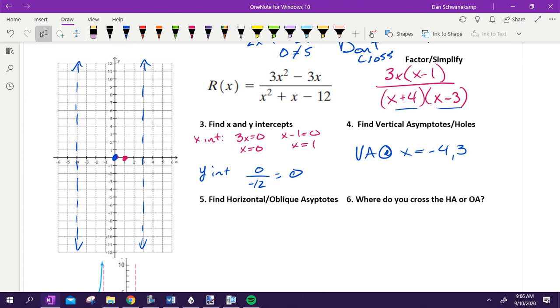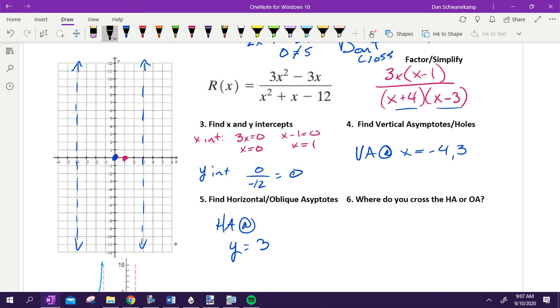Find horizontal or oblique asymptotes. Show me with your fingers. Where is your horizontal or oblique asymptote on this one? Your horizontal or oblique asymptote is at 3. Horizontal asymptote at y equals 3 because the degrees are the same. This is x squared, that's x squared, so I look at leading coefficients. It's 3. Cool. Then we figure out where it crosses.